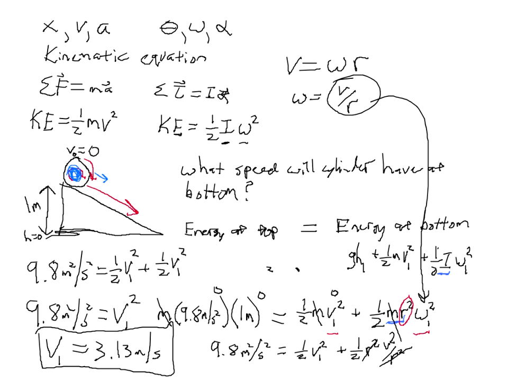So the key is you approach this problem just like you would approach any conservation of energy problem. The only difference is that if something is rolling, you have an extra term in there. You have the rotational kinetic energy term in addition to the potential energy term and the 1/2 mv squared term.